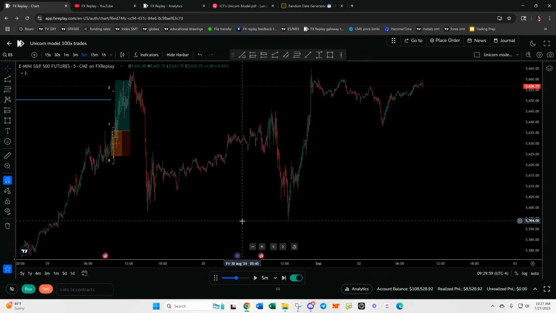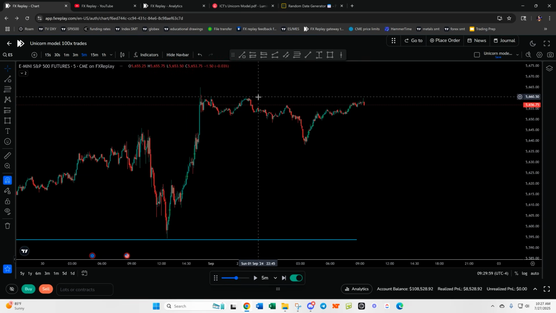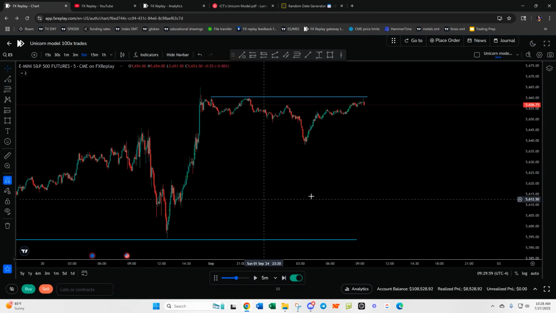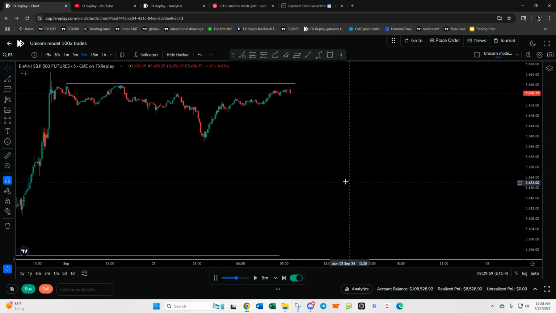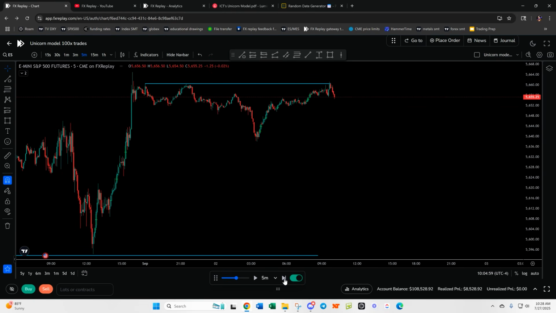Do we have any draws on liquidity? Potentially one right here. These lows right here. And no, it took that high. Maybe these guys right here. So potential draw to the upside and downside. See if we can take that high, manipulate, form potential unicorn model.